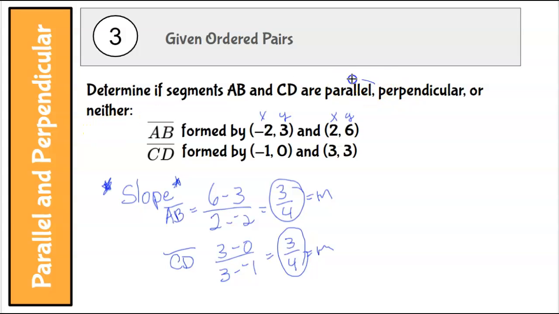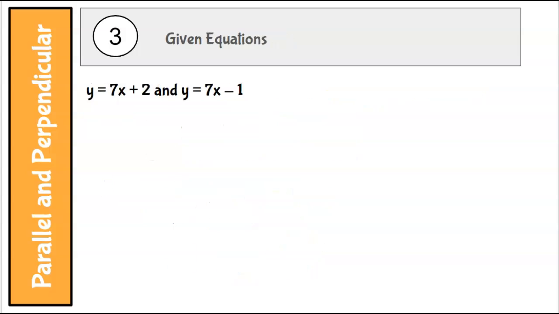If you said parallel, you are right. So just to recap, if it's asking you about parallel, perpendicular, or neither, you need to find the slope somehow. If they're the same, it's parallel. If they're opposite reciprocals, flipped and switched, it's perpendicular. And if they're neither one of those things, so if they're not the same, they're not flipped and switched, then that means they're just lines. Just lines that intersect, nothing special to them.